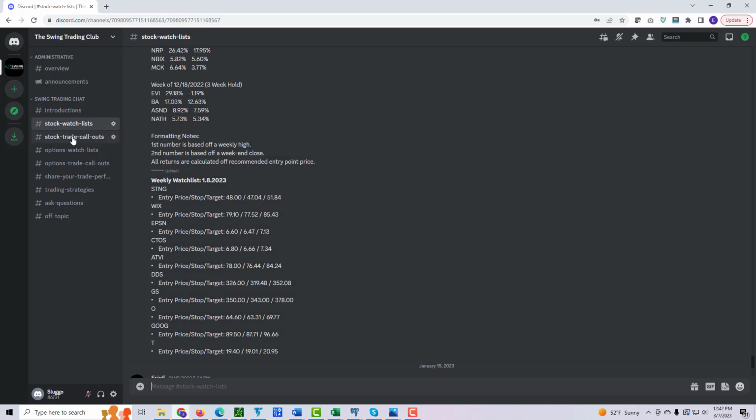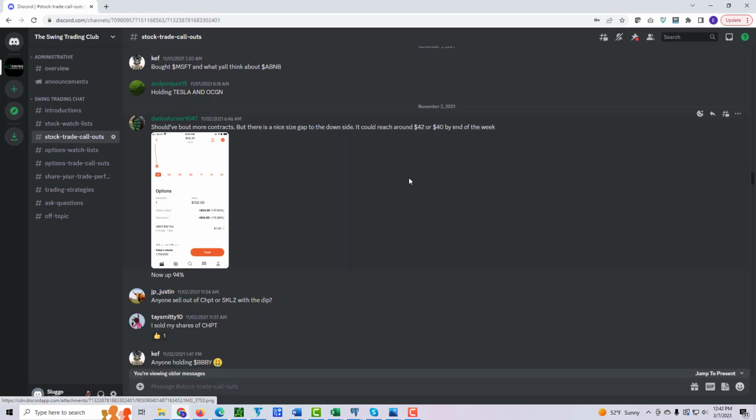The same goes for trade callouts. This is where you can post particular trades that you are doing or see when other people say they've made trades. So this user right here says he bought Microsoft, and he's also asking what people think about Airbnb right here. Other people post, this person just sold his shares of this particular ticker. So again, it's the same thing.